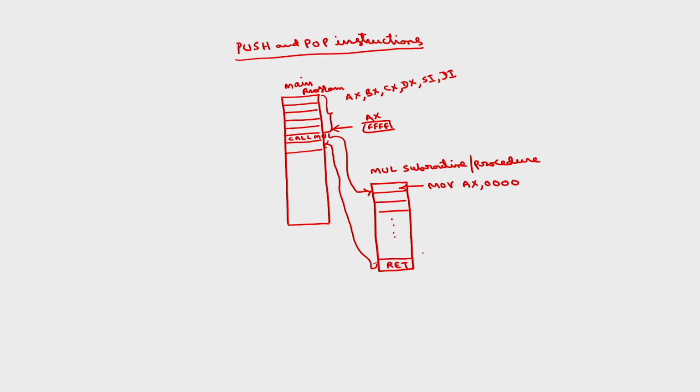Suppose at the end of this, before the return instruction, AX contains 0000, because I have used it to write the subroutine. So, while returning back, what will be the contents of AX? The old contents will be lost, and the new contents will be 0000. This will affect the main program, because I expect that AX should be FFFF, since I have already written some instructions with that. But in the subroutine I am using the same AX register, because I do not have any other option. I have to use only these registers to write any program, whether it is a main program or a subroutine.